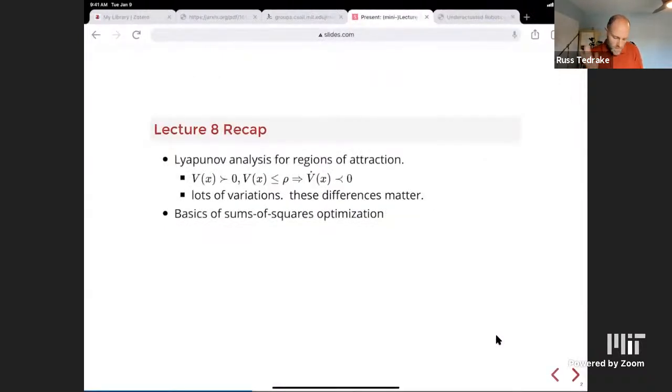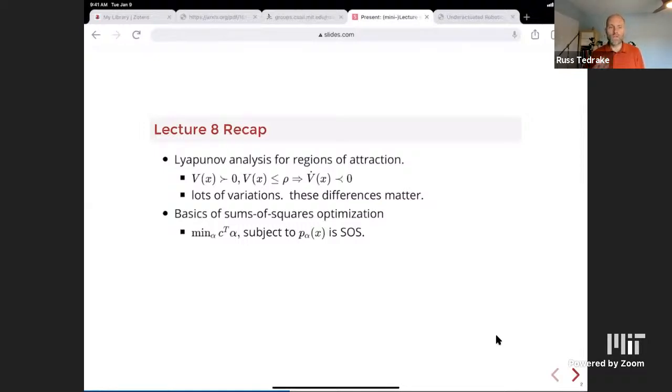The other piece we spent some time on, and I know we got ahead of it a little bit in the last mini lecture, is in the lecture 8 video, where we talked about the basic sums of squares tools. You're minimizing subject to some constraint saying that a polynomial P with coefficients alpha is a sums of squares. That's the way we write it. And you're allowed to have objectives and constraints that are linear functions of those coefficients.